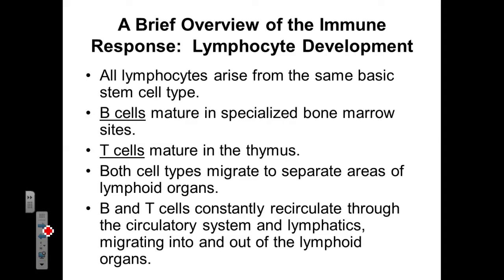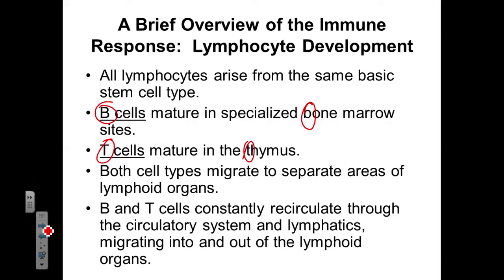All of our lymphocytes, regardless of the type, come from the same basic cell type. The same precursor multipotent stem cell produces all of our blood cells. Our B cells are going to mature in a very specialized kind of bone marrow. When you think B cells, I want you to think of bone marrow. And our T cells will be matured in the thymus, so T cell in the thymus.